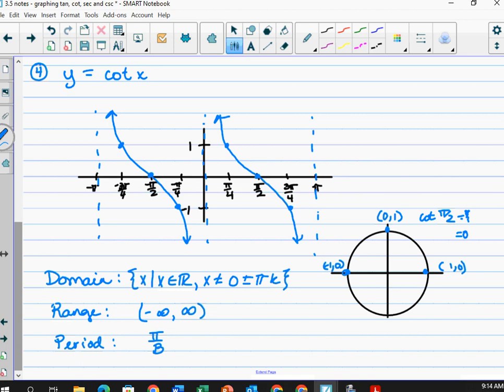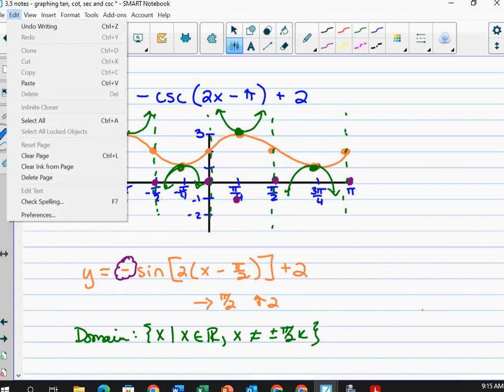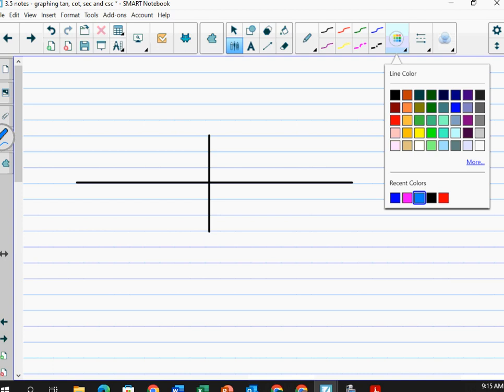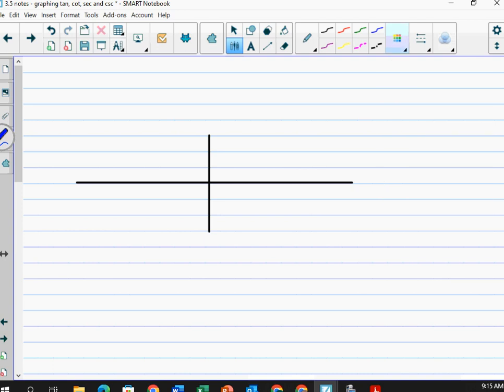All right. Those are your 4 parent graphs of today. Now we're going to actually graph them with things happening to them. They're fine how they are, that was just the parent graphs. We have to do something with them.